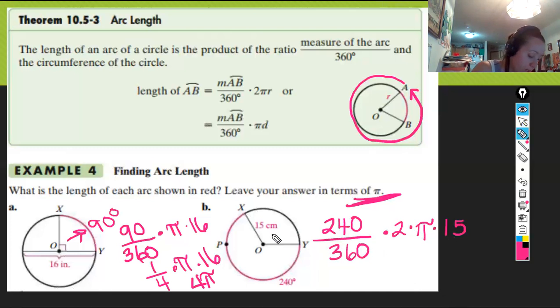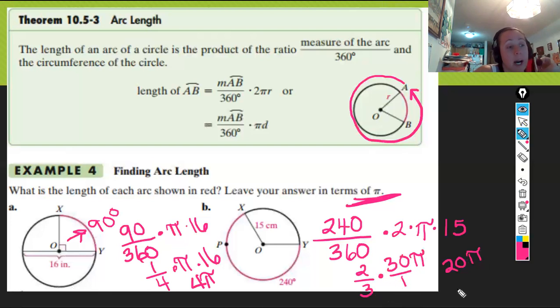So 240 over 360. Again, I would use Desmos and type it in because they totally help you. This is 2/3. And this right here, 2 times 15 is 30. And remember, when you multiply a fraction by a whole number, you just put it over 1. So we go 30 times 2, which is 60, divided by 3 gives you 20. So this is 20 pi.